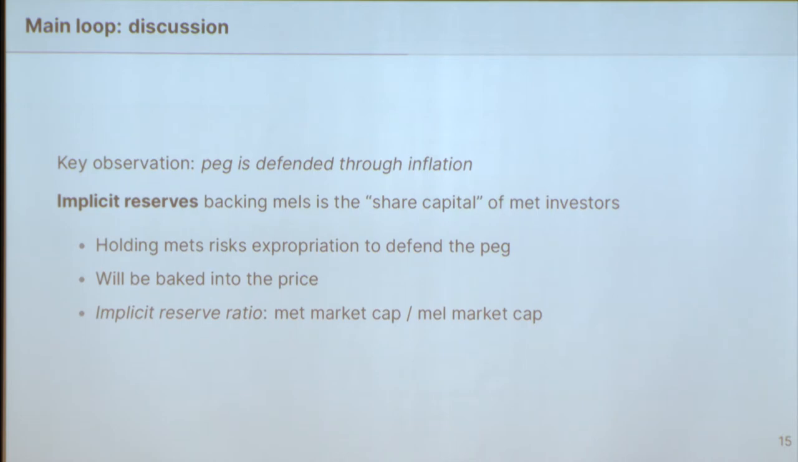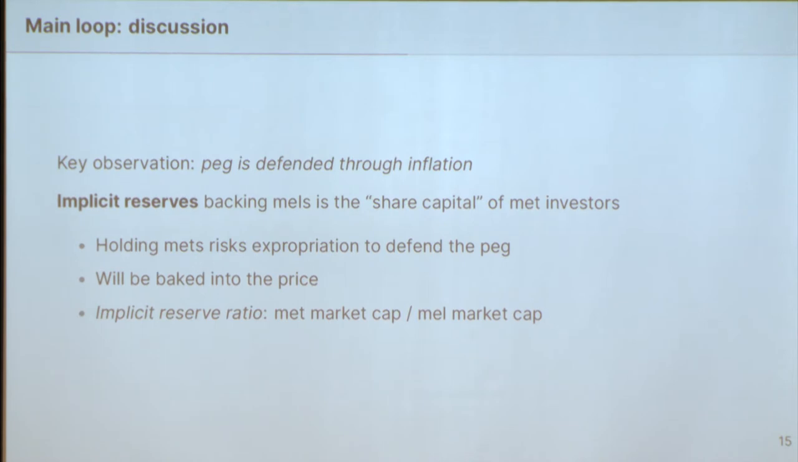So the key observation here is that we are pegging the MEL to a certain amount of METs, and this peg is defended through inflation. If the MEL is too expensive, we inflate more MELs to bring it down. If the MEL is not expensive enough, we inflate METs to buy back the MELs. Now, the implicit reserves that back the MEL, the circulating supply of money, is actually the shared capital of all the people who have bought into the METs, because the METs receive transaction fees and things like that in the Melmint. So holding METs, you are contributing your money and you're risking expropriation to defend this peg. And of course, the risk of you being expropriated through inflation is going to be baked into the price.